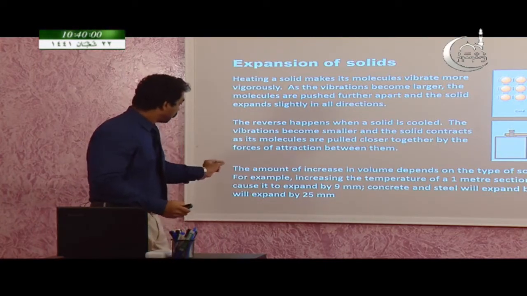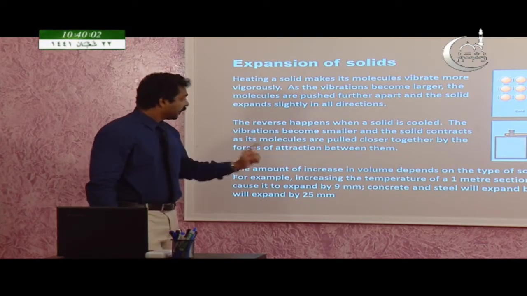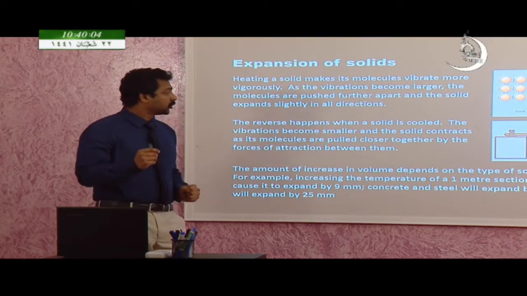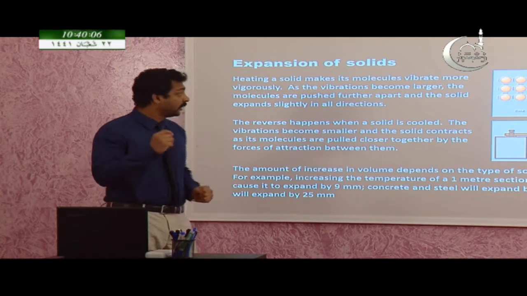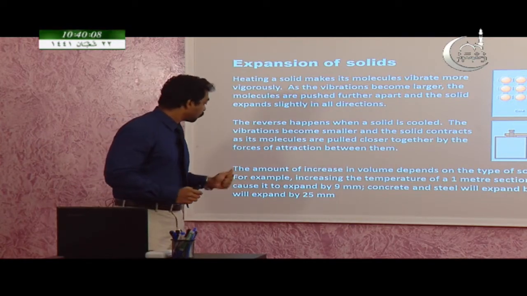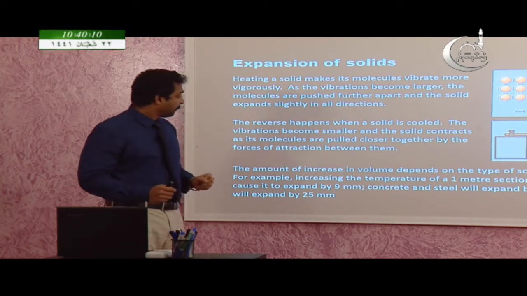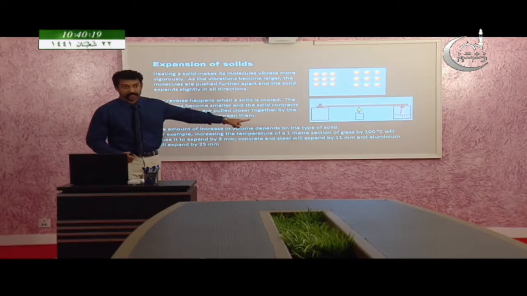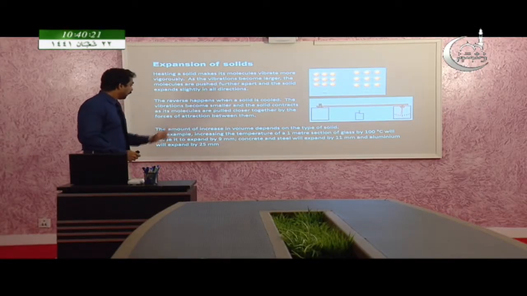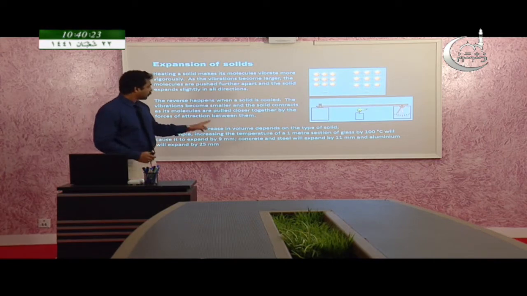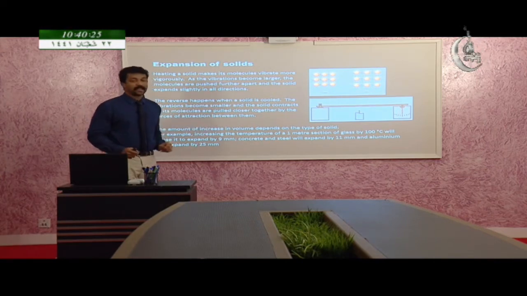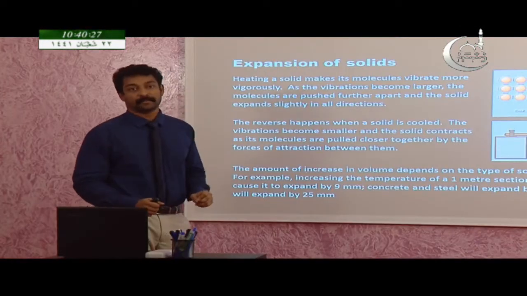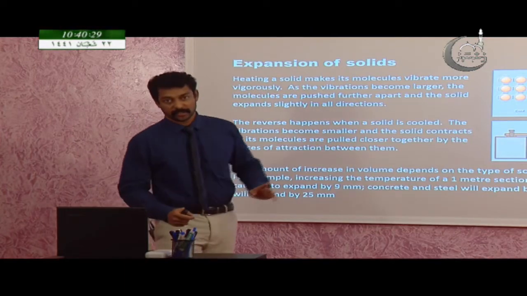Here's a simple example: increasing the temperature of a 1 meter section of glass by 100 degrees Celsius will cause it to expand by 9 mm. See, 1 meter of glass will expand 9 millimeters when the temperature rises by 100 degrees Celsius. When we compare with another one, concrete and steel will expand around 11 millimeters when the temperature rises by 100 degrees Celsius.